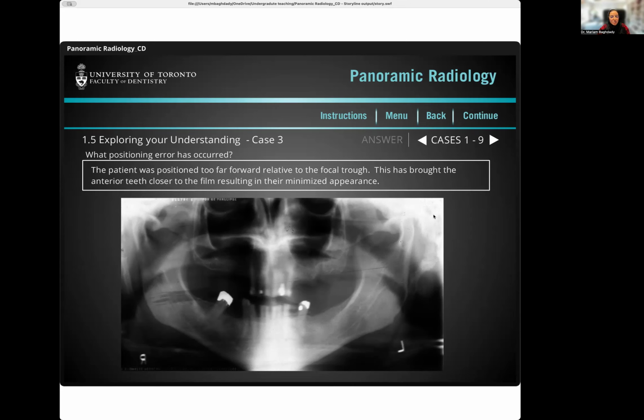The position was patient too far forward. They were too far forward relative to the focal trough. This has brought the anterior teeth closer to the film, resulting in minimizing this appearance. The other thing that we see with this minification in the simulated patient, the simulated patient didn't have a neck. But what do you see in the anterior parts now? What is that white part? Right here, a little white. Can anybody guess what that is?